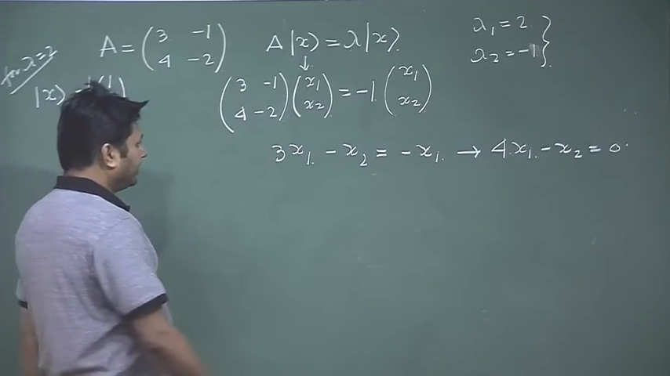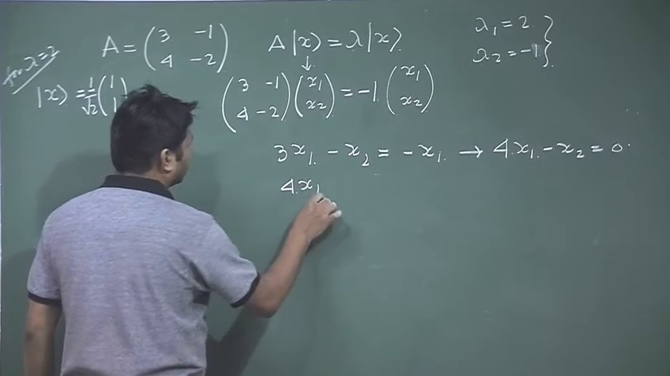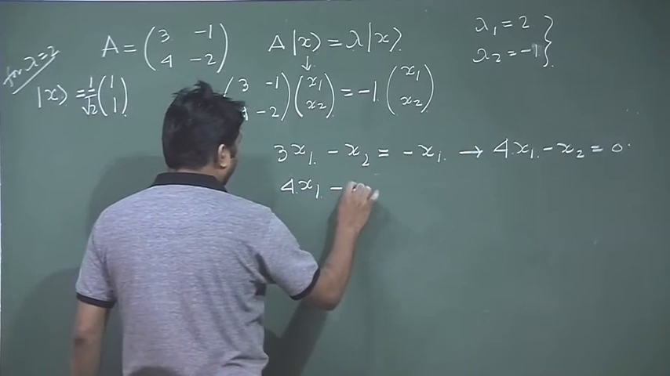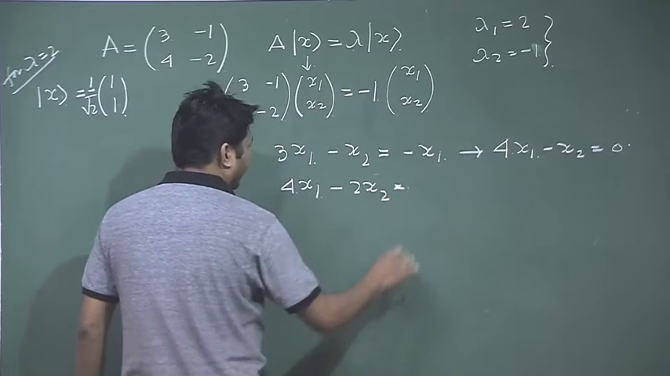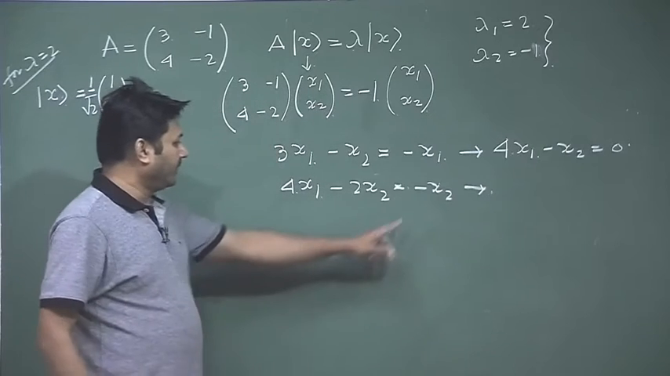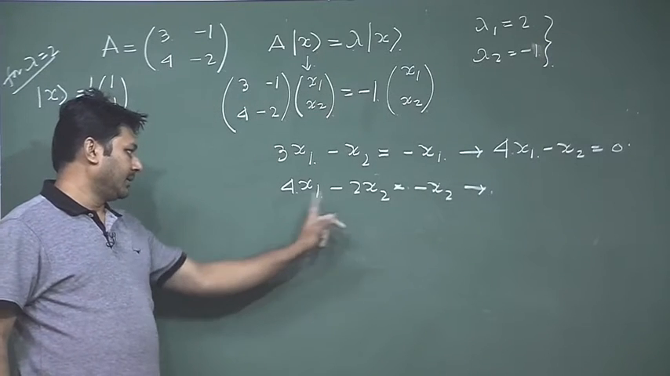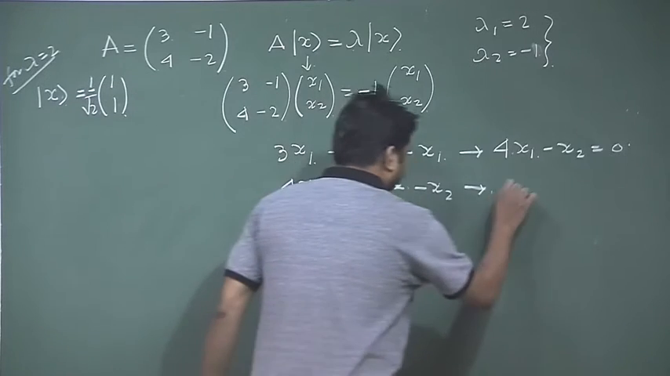For the second equation, let us try to find out what is coming. Is there anything new I can get from this second equation or not? It is minus x2. Now, if I put this x2 here, 4x1 minus x2, I will get the same.